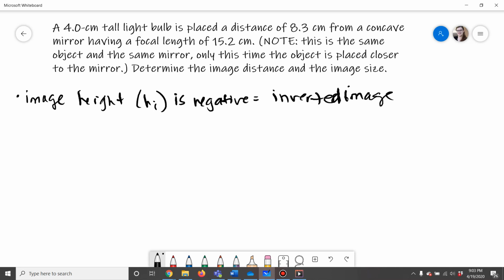Sorry about that. One of those things that just slipped my mind. Okay, just be aware of that. We got a negative answer for our previous problem, so you're going to have an inverted image in that problem.